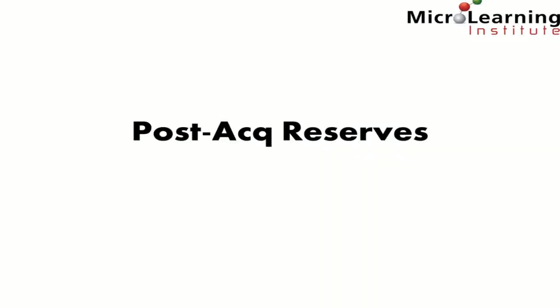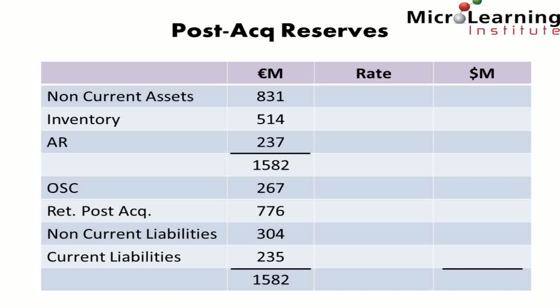Next up, we look at the post-acquisition reserves. So we're given the statement of financial position of REMA, and again in this statement of financial position they have given us the post-acquisition reserves of 776 million euros since acquisition. So we need to translate this statement of financial position now, and again using the rules of IAS 21 we translate the closing assets at the closing rate applicable at the 30th of April 2014, and this is 2 to 1. So again the 1,582 million euros translates to $791 million.